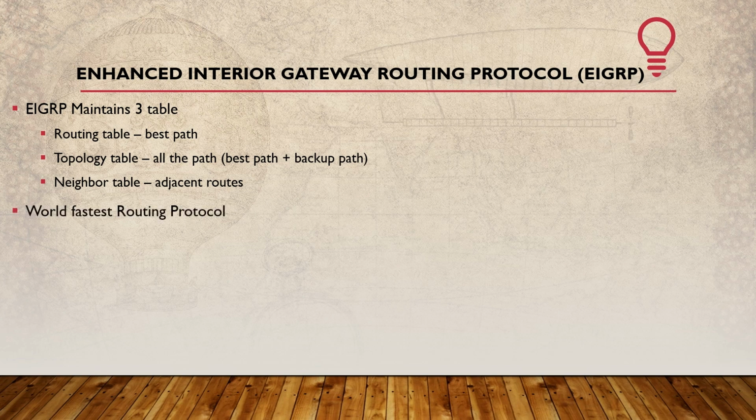This is the world's fastest routing protocol. It supports a maximum of 255 hop count, which means 256 routers. In RIP, it supports only 15 hop count, which is 16 routers. But here it supports a 255 hop count. By default, it supports 100. If we want to make it 255, we have to do it manually.